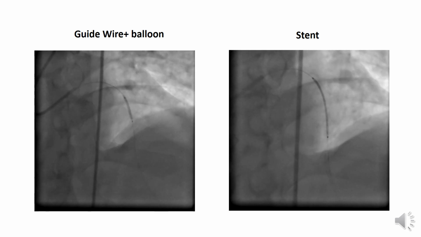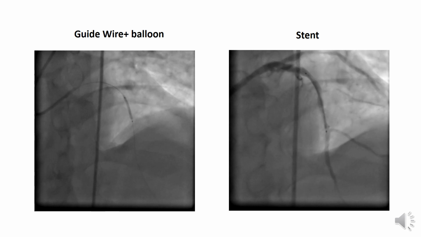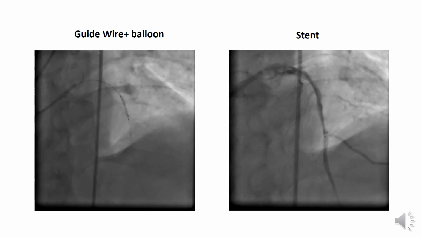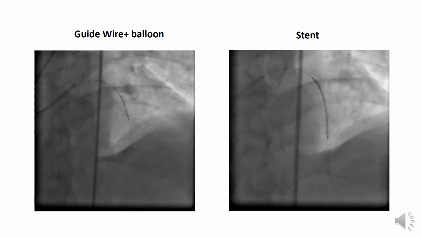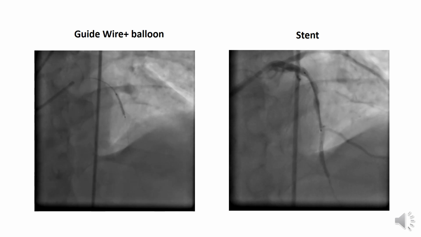In this picture we see a stent, which is denser, a more radio-opaque meshwork, like we see here, and it has two radio-opaque markers for accurate detection of the location of the implantation site.